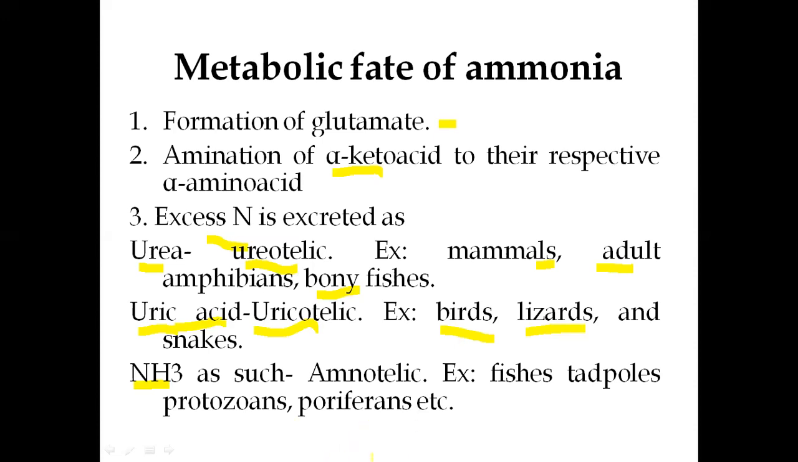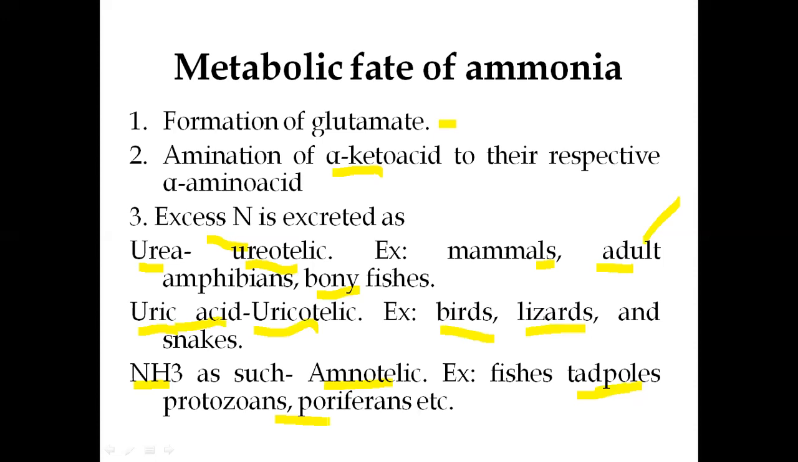Then there are organisms that excrete the nitrogen in the form of NH3 itself. Ammonia is excreted as such. They are called ammonotelic organisms. Examples include fishes, tadpoles of amphibians. So you should know the difference here. Adult amphibians excrete urea, but the larva or the tadpoles of the amphibians excrete ammonia as such. Even protozoans, poriferans, and other organisms excrete ammonia as such. They are called ammonotelic organisms.